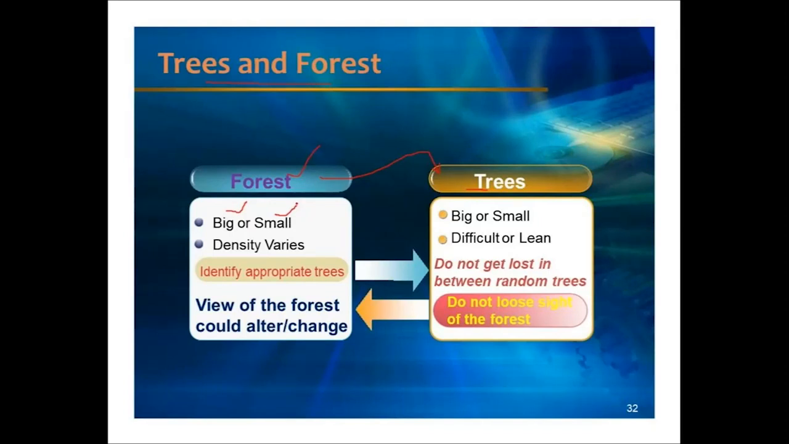If you consider MCA, it's 3 years. If you consider BTech, it's 4 years. Based on the forest you selected, it is big or small. So the tree may be a big tree or maybe a small tree.